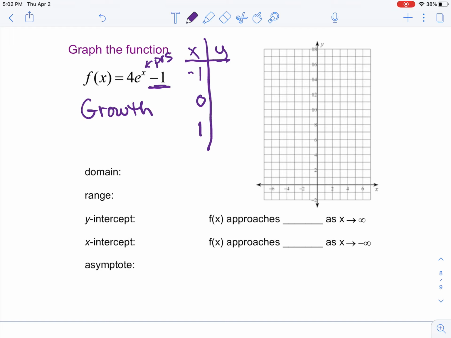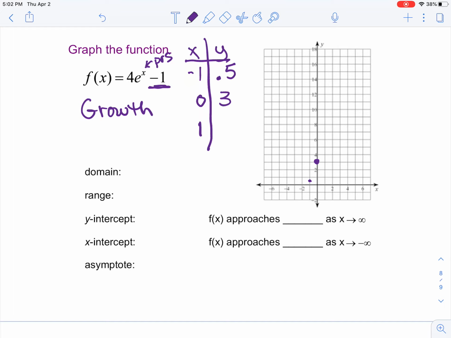So 4 e to the -1 minus 1 gives us 0.5. Okay. Next we have 4 times e to the 0. Well, e to the 0 is 1. 1 times 4 is 4. 4 minus 1 is 3. 0, 3.